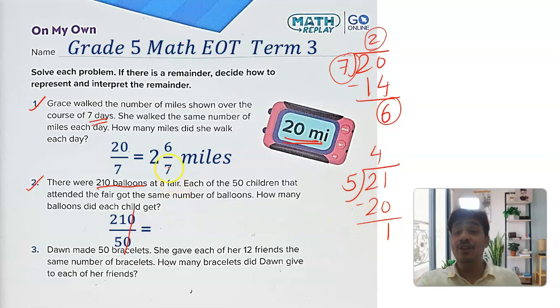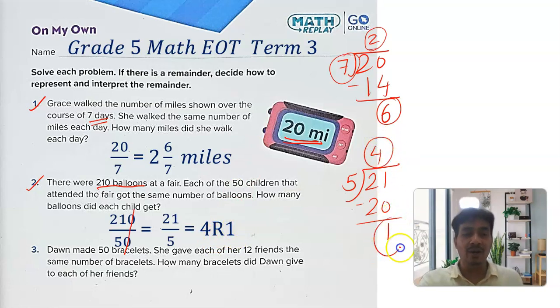I will write this not as a mixed fraction because you cannot break the balloon as a mixed fraction. So I will write this in the remainder form, as 4 remainder 1. Is that clear? 4 remainder 1, which means each child would get 4 balloons and in the end, 1 balloon will remain. Nobody will get that 1 balloon. The 1 balloon I will throw it in the air. Okay. Let's see question number 3.